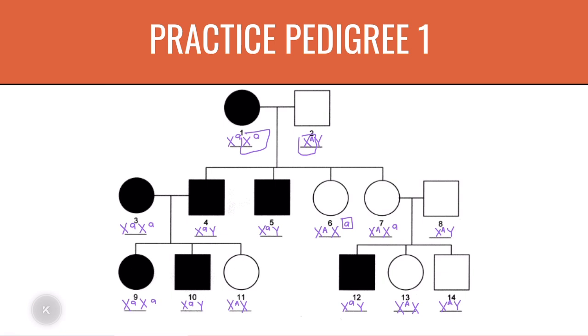However, whenever I look at individual 13 on her second X chromosome, I don't know if this one came from mom or came from dad. So because of that, I'm not sure if this is a dominant or a recessive allele. So in that case, I'm just going to put a question mark on this second one because I'm not for sure.